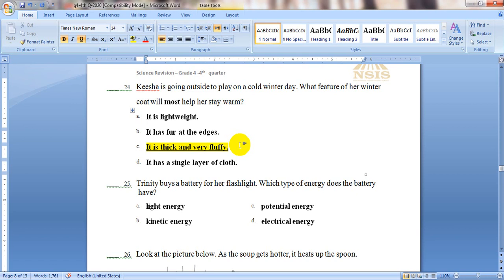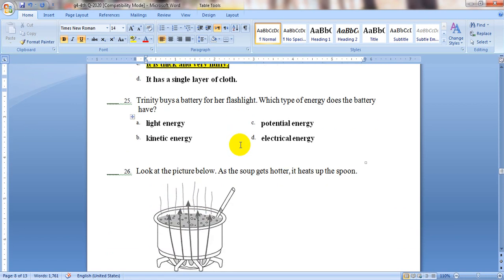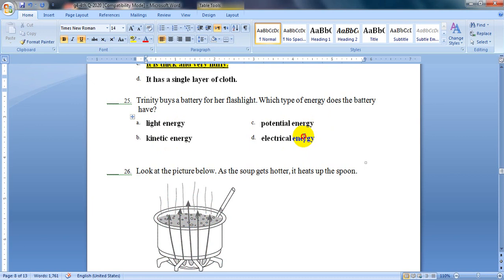The next one, 25. Trinity buys a battery for her flashlight. Which type of energy does the battery have? Light energy, kinetic energy, potential energy, or electrical energy? Of course, it has electrical energy.